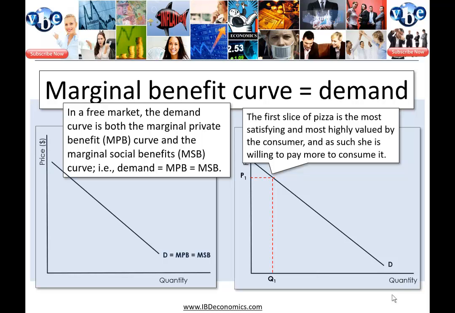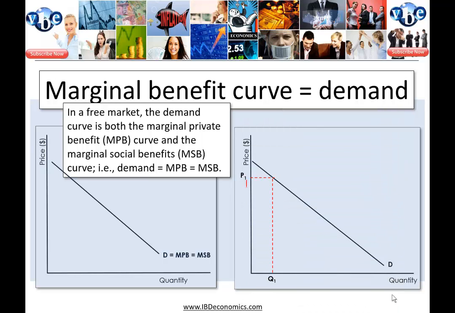So we know that the first slice of pizza that's consumed is the most satisfying. It's far more satisfying than that third slice, or heaven forbid, that fifth slice that we've just eaten and feel sick from. And because that first slice of pizza, the first unit of consumption, is most satisfying, the consumer is willing to pay more to consume that first unit. This is why the demand curve is downward sloping.